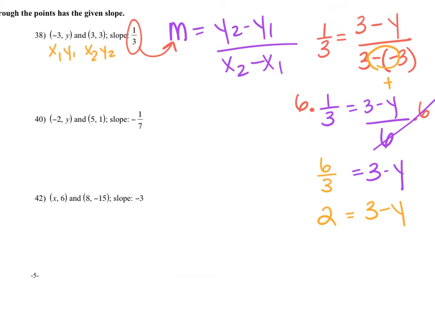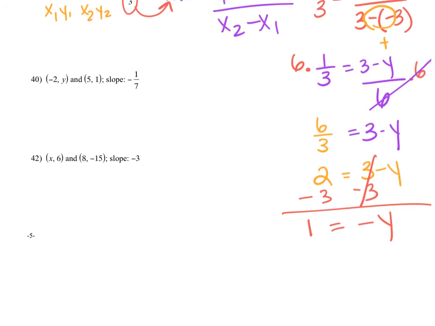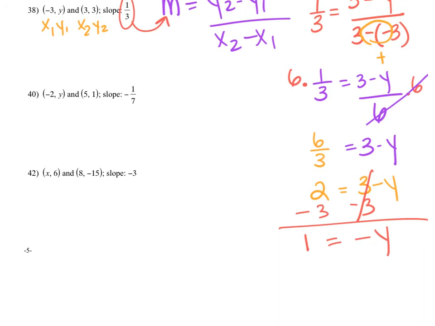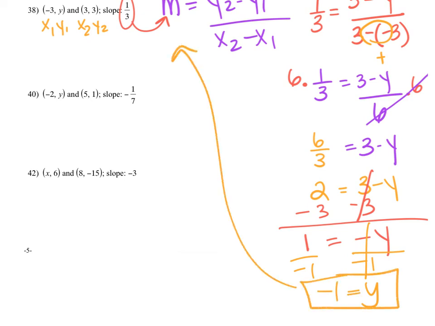Okay, so now it becomes an easy problem. So I'm going to get rid of my 3, get rid of my 3. So 2 minus 3 is 1. 3 minus 3 is nothing. And 1 equals negative y. And again, I don't want to know what negative y equals. I want to know what y equals. So I'm just going to divide by a negative 1. So this cancels. So y equals negative 1. And I can put that back in. So my answer is y equals negative 1, and I'm done.